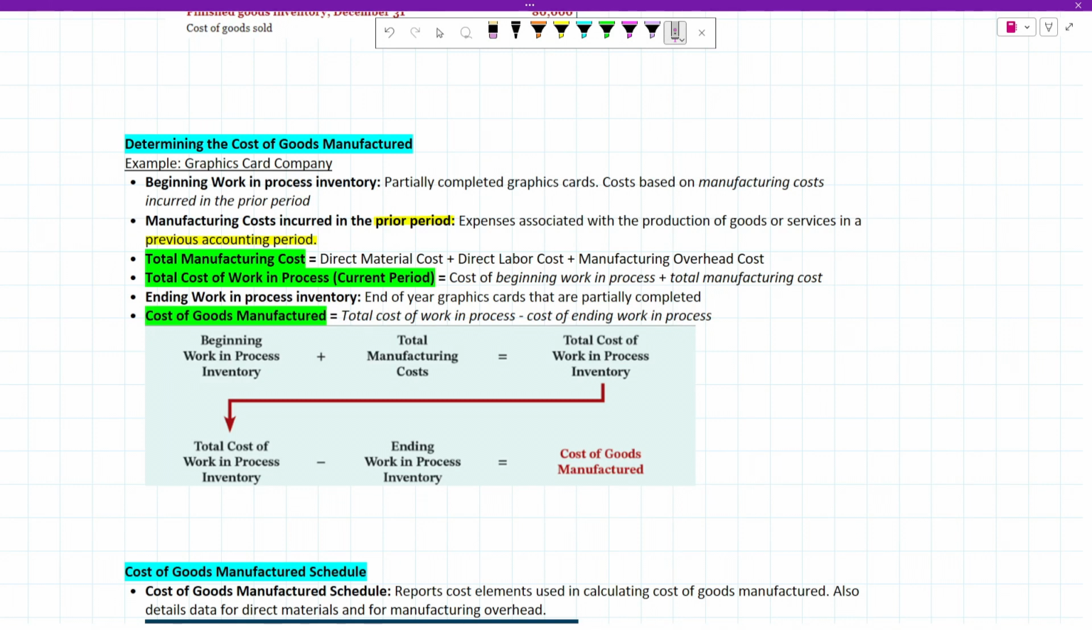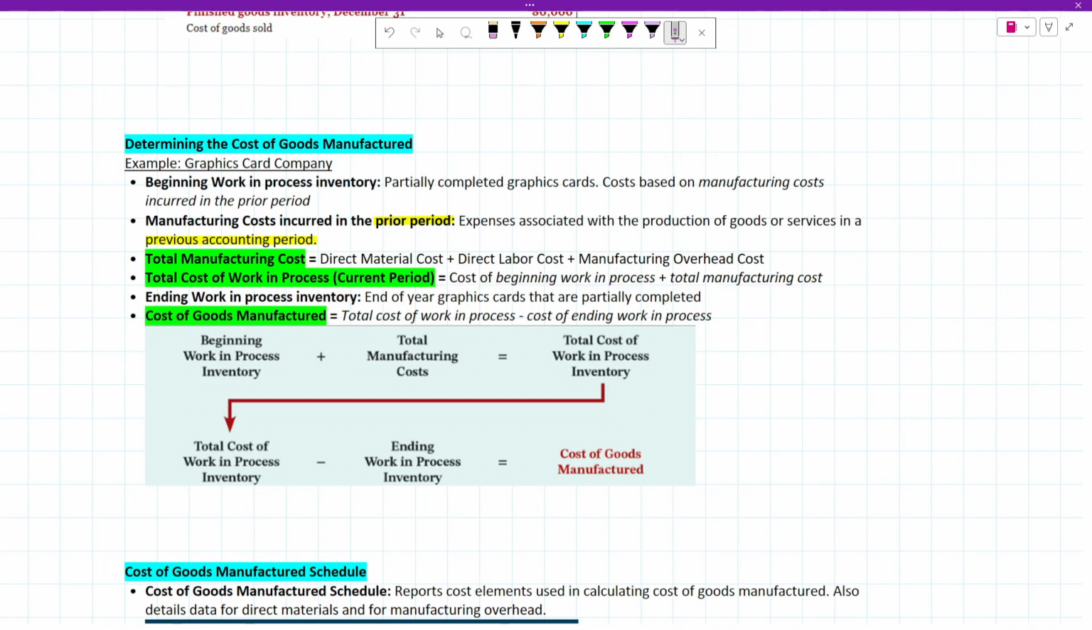So our formula is here, total manufacturing cost. We have direct material cost plus direct labor cost plus manufacturing overhead cost. If you don't remember what these are clearly, make sure you go back in the video, because in the exam or examples, they won't exactly tell you which one is direct materials, which one's direct labor, and which ones are manufacturing overhead costs. So that's why it's really important to understand what these three are and how to figure those out. Total cost of work in process in the current period is equal to the cost of beginning work in process plus your total manufacturing cost.